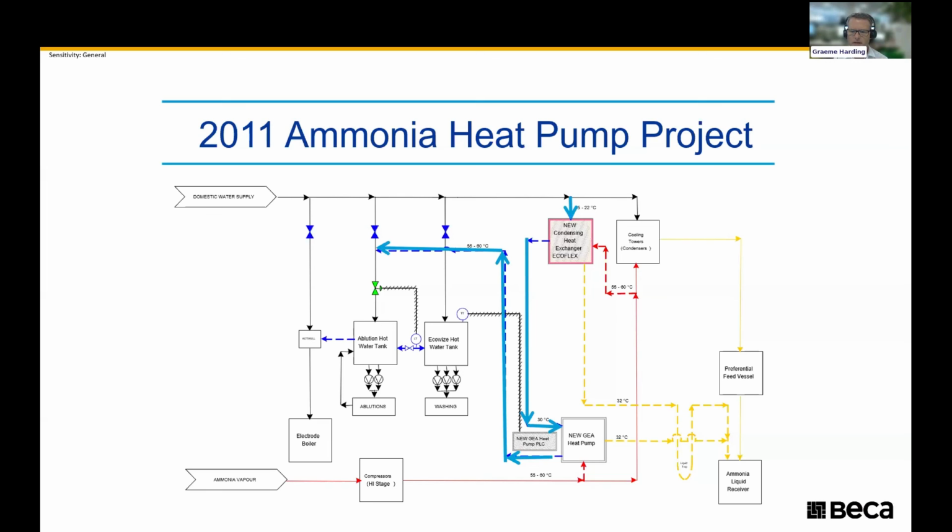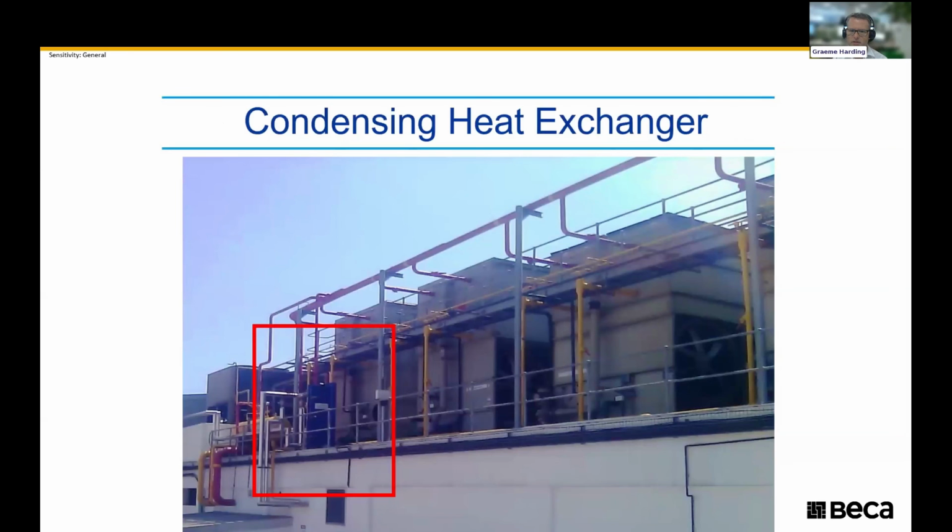And then on the ammonia side, as I said, it was installed on the high side, basically taking the discharge from the compressors and boosting it up to sort of 60 degrees to condense at 60 degrees, produce hot water. And then that ammonia went into the common liquid receiver. So moving forward to the next slide, thank you. Here's some pictures. That's the condensing heat exchanger, effectively boosting the condensing capacity. Next slide. This is the heat pump.